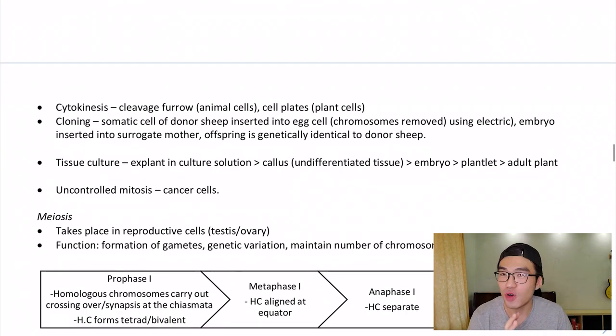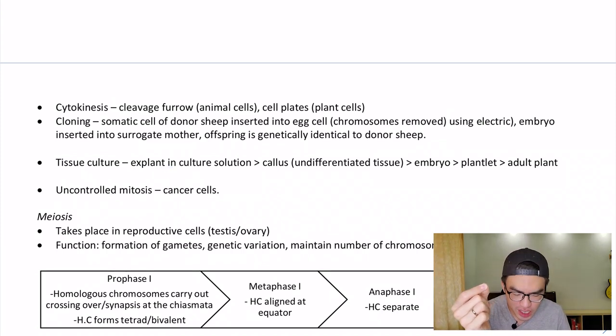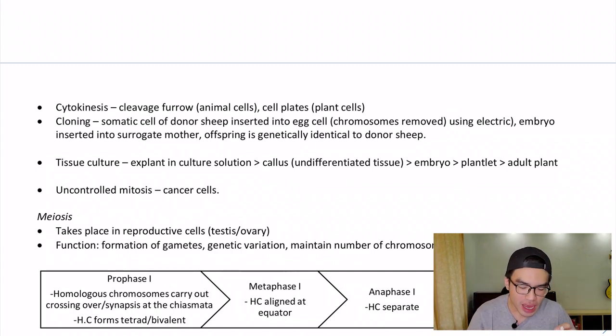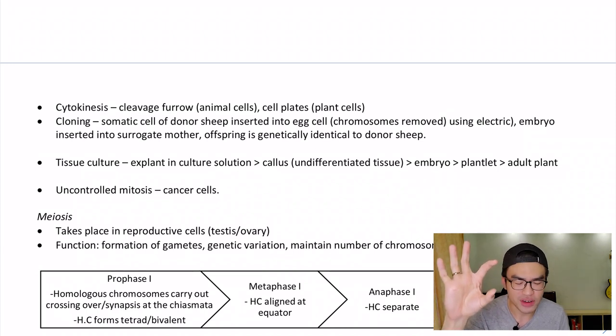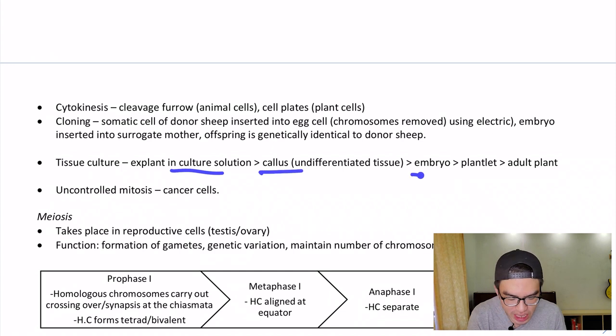But in plants, we don't call it cloning, we call it tissue culture. So you have your explant, which means I take a small piece from a carrot, we call it an explant. And when they grow into a mass of cells, we call it a callus, because they are undifferentiated like your stem cells. And when they grow bigger, they become an embryo, they become a plantlet. Plantlet means a small carrot. And then when they grow up, they become an adult plant. So all these are keywords. Make sure you memorize them.